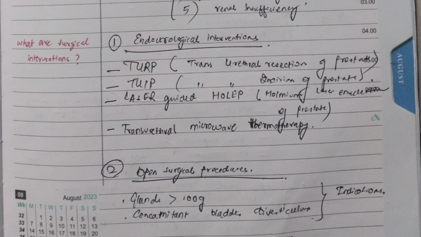We have studied what is acute retention of urine. We have studied a diagram of prostate. What is the pathophysiology, causative factors. We've also studied the clinical features, signs and symptoms, the investigations, and how will you manage a case of BPH.